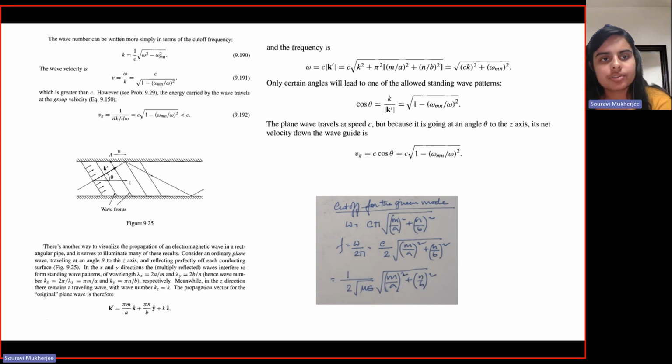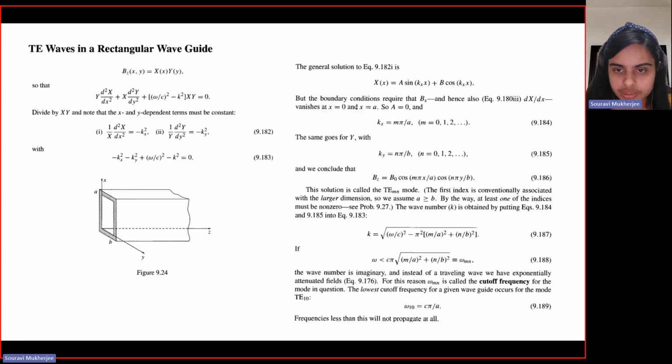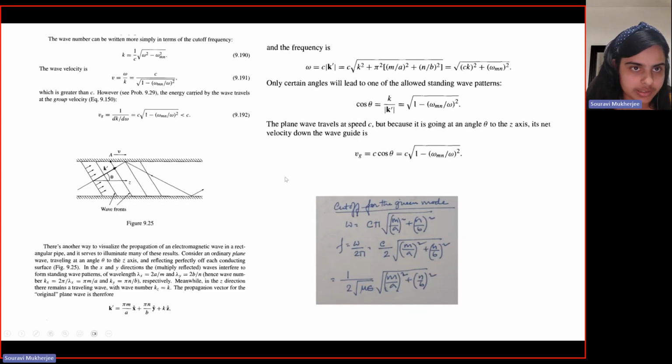Okay. So now if we define a term, omega mn, which corresponds to the cutoff frequency for that particular mode, given by this relation that you see here. Then you can write k as the square root of (omega by c) whole squared minus omega mn squared, right? And now that you know the wave number, you know how to write wave velocity. Velocity is nothing but omega by k. So if you do that, this is the expression for your wave velocity.